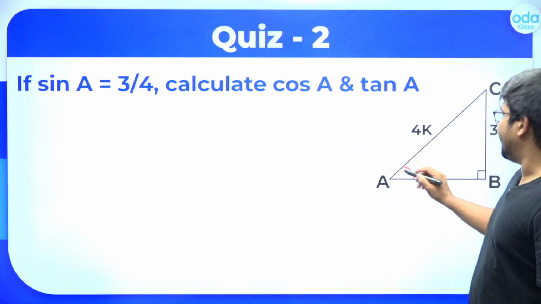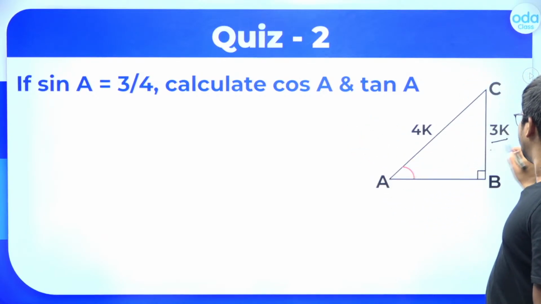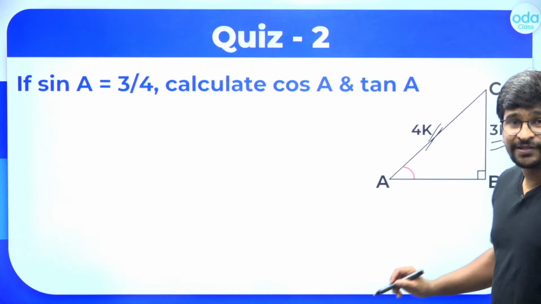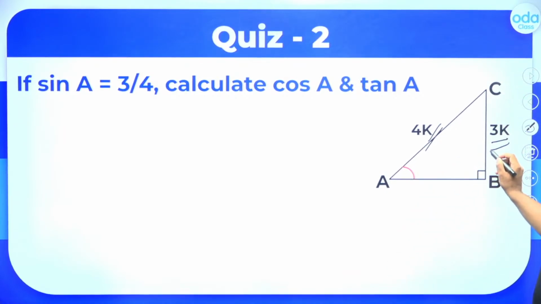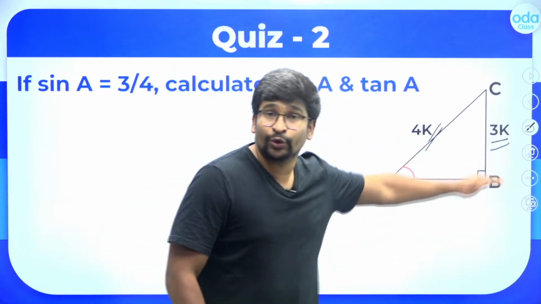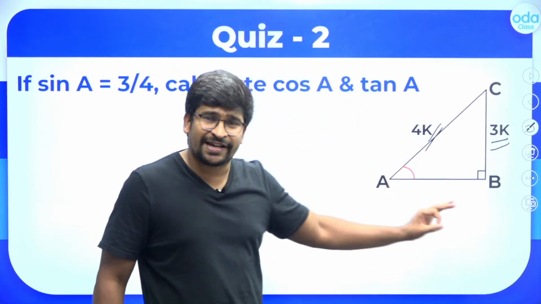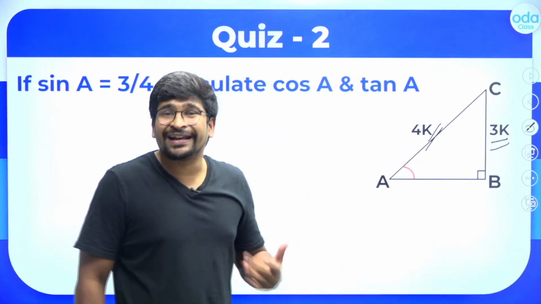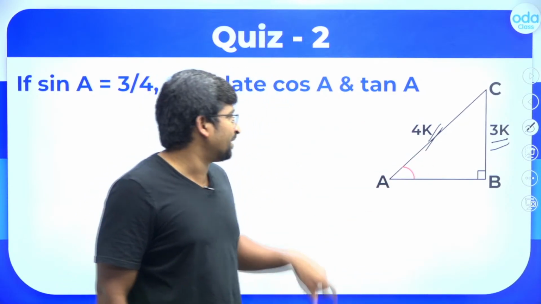So if sin A is 3 by 4, actually you know that for angle A, sin A means opposite side by hypotenuse, correct? Opposite side by hypotenuse. So what is the opposite side here? Opposite side is 3k here. You can write it as 3 times a constant number, and the hypotenuse you can write as 4 times a constant number, that is 4k.